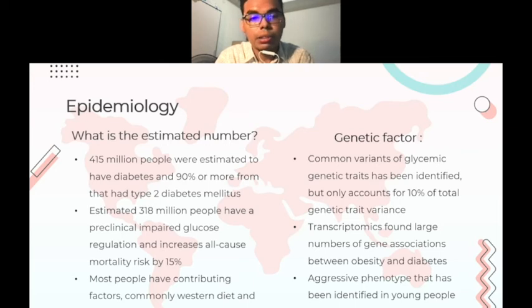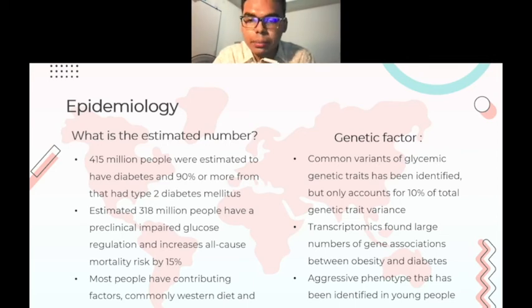Most people have contributing factors, commonly a Western diet and sedentary lifestyle, which is supported by the high incidence of diabetes in developed countries such as Italy and the United States. According to genetic factors, common variants of glycemic genetic traits have been identified, but they account for only 10% of total genetic trait variants. And transcriptomics technology found large numbers of gene associations between obesity and diabetes.